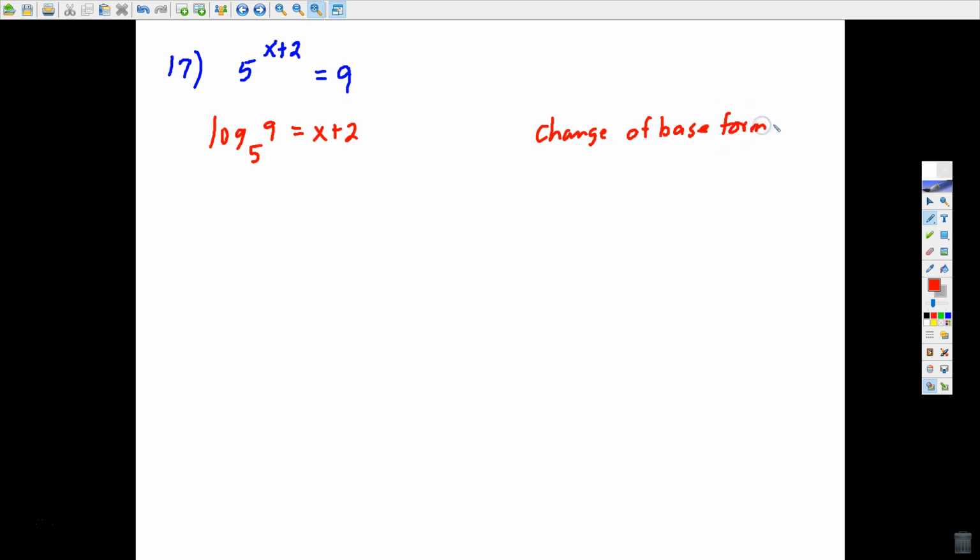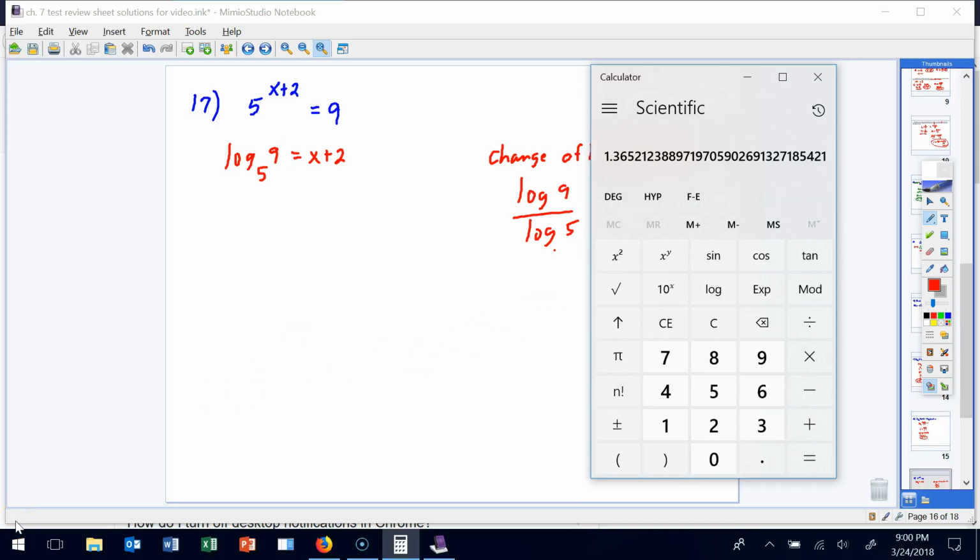Well, this is base 5. So to get around that, we do the change of base formula, which is log 9, log of the top number, divided by log 5. So I just grab my calculator, and in your calculator, if you hit the log button, put 9, close the parentheses, divided by log button again, put 5, close parentheses, you should see this decimal.